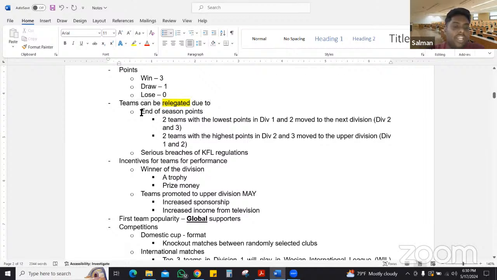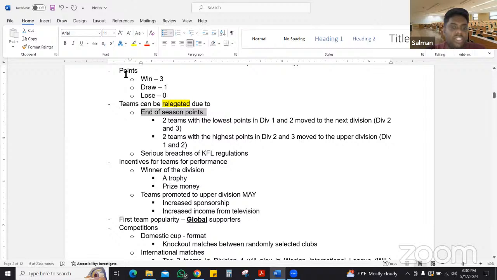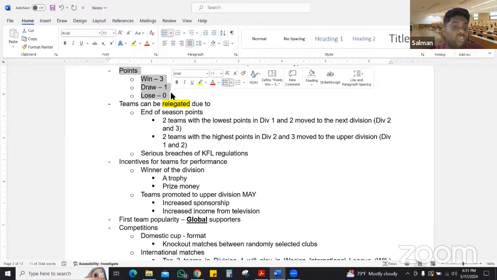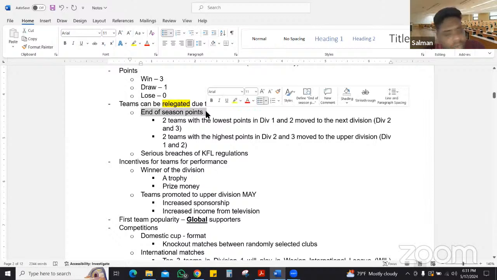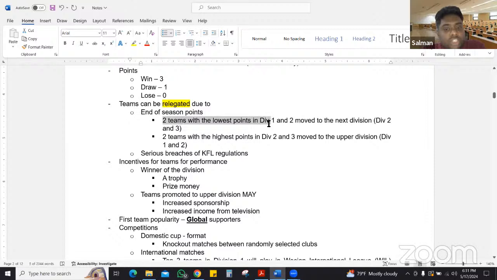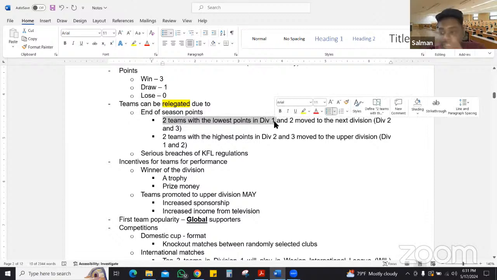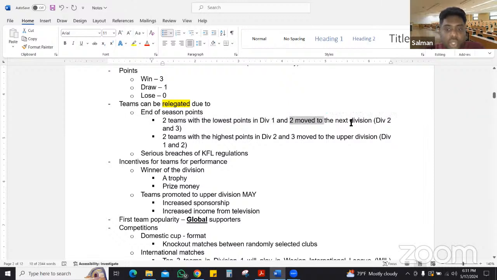Teams can be relegated due to end of season points. We discussed the points, right? Points come based on their competition winnings. If they win 3 points each match, draw 1 point, lose no points. So based on the end of season points, relegation might be decided. How? Two teams with the lowest points in Division 1 will be moved to Division 2. Two teams with the lowest points in Division 2 will be moved to Division 3. In each division, the two teams with the lowest points, lowest score, will be demoted to the next division.